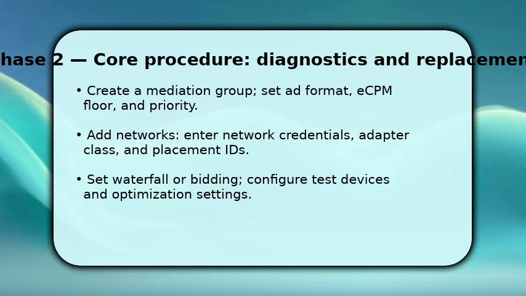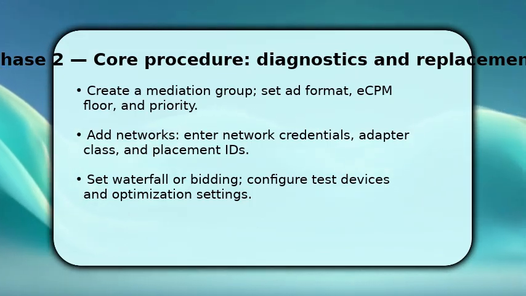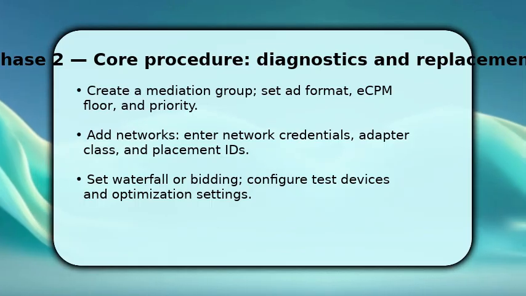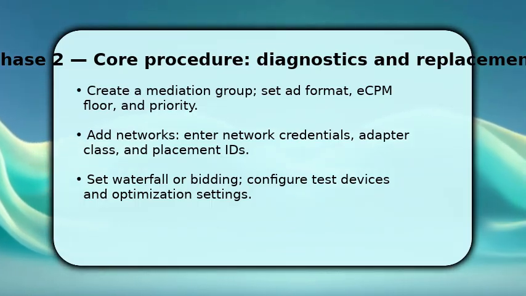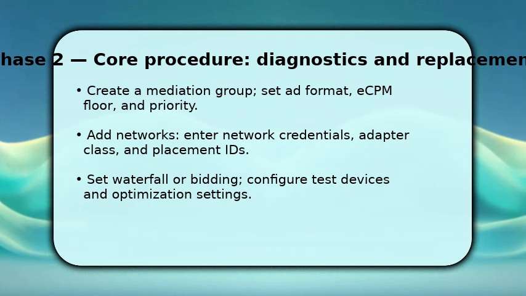Once networks are added, choose either waterfall or bidding, and make sure to add a test device ID so you can verify ad serving without policy issues. You finish by testing and monitoring.